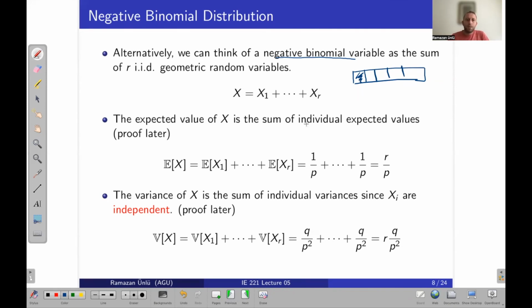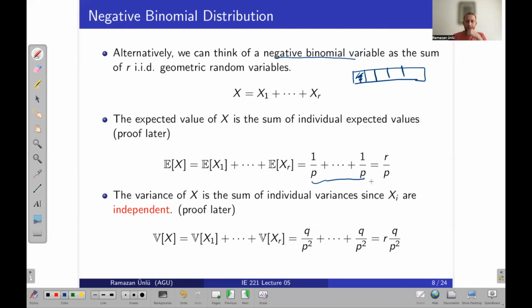Okay, so the expected value of X is the sum of the individual expected values of those geometric random variables, and the expected value of a geometric random variable is 1 over p. So we can simply sum up all of them r times, because we aim to get r successes, and we will end up with r divided by p.